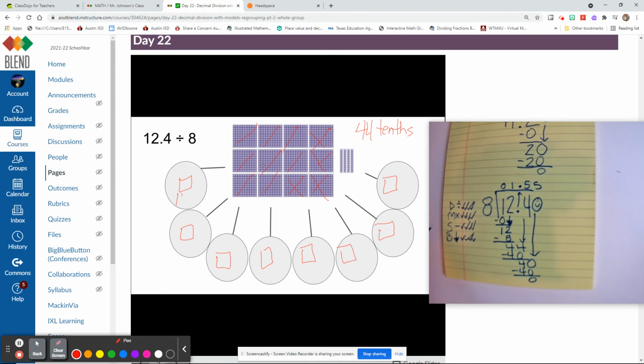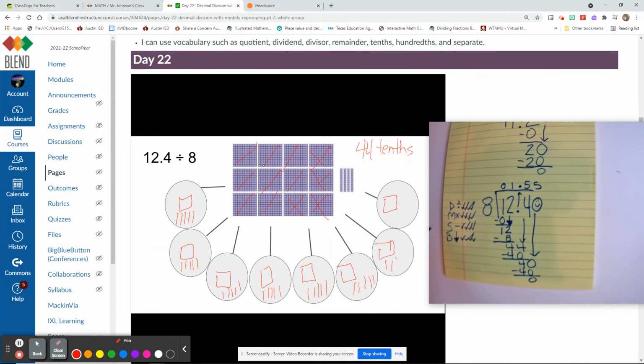So we can put 1, 2, 3, 4, 5 tenths in each group. Okay, so we just got rid of 5, 10, 15, 20, 25, 30, 35, 40 tenths. So we have just the 4 tenths left over.